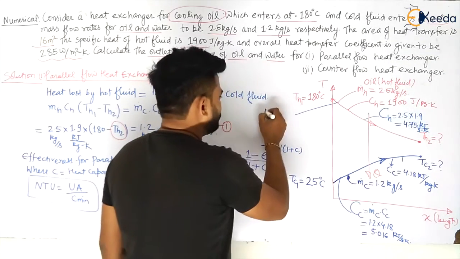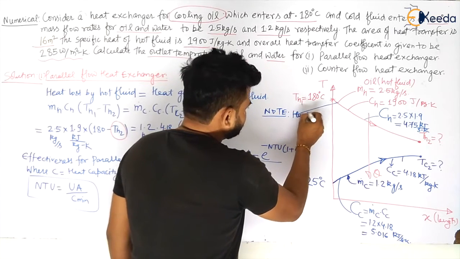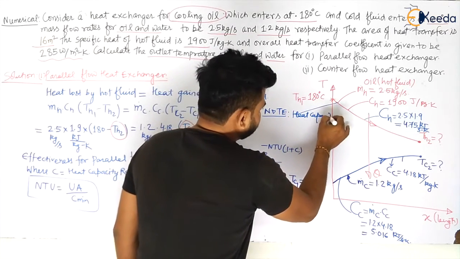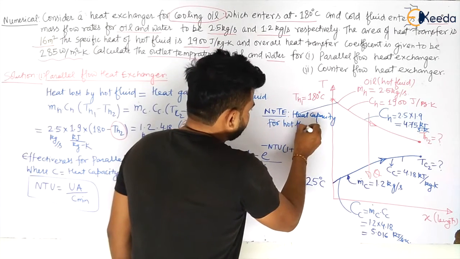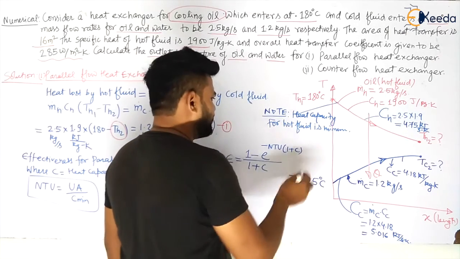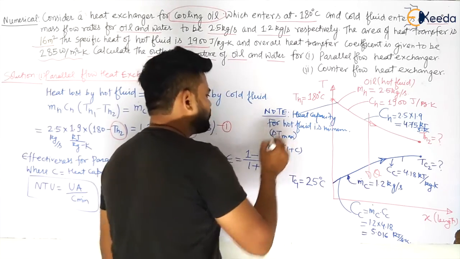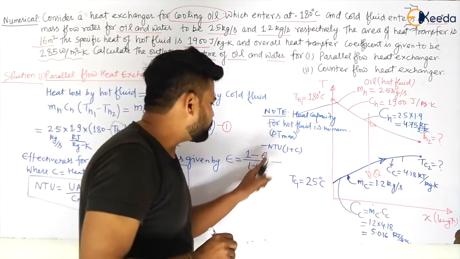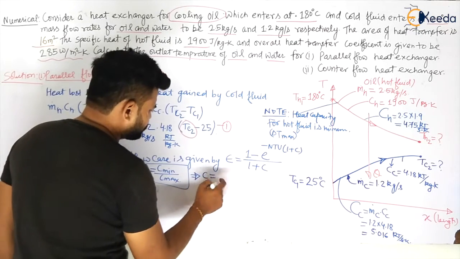So we can have a note here that the heat capacity for the hot fluid is minimum. Minimum, very good. Now the hot fluid will undergo maximum temperature change. So let us calculate the value of C. The value of C will be equal to C minimum divided by C maximum.